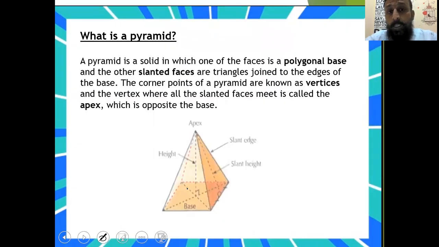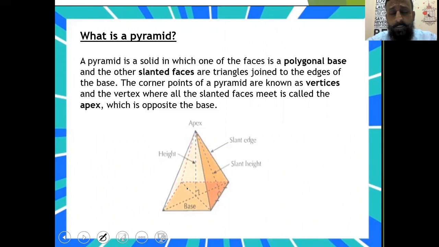All right, now what is a pyramid? A pyramid is a solid in which one of the faces is a polygonal base and the other slanted faces are triangles joined to the edges of the base. The corner points of a pyramid are known as vertices, and the vertex where all the slanted faces meet is called the apex, which is opposite the base.